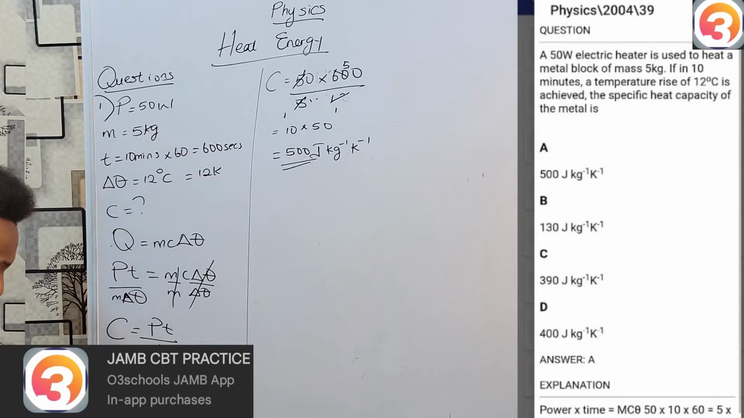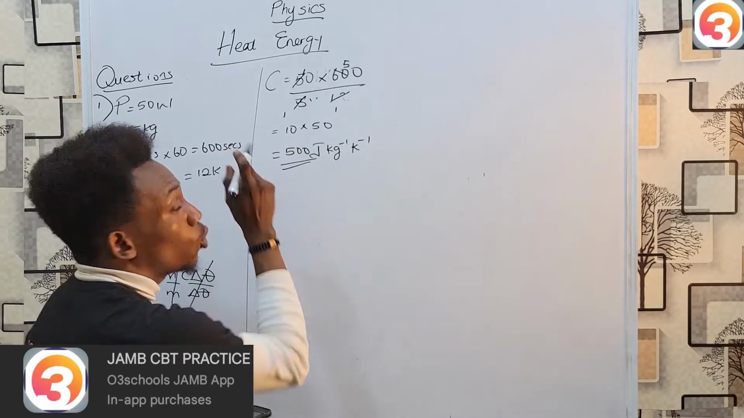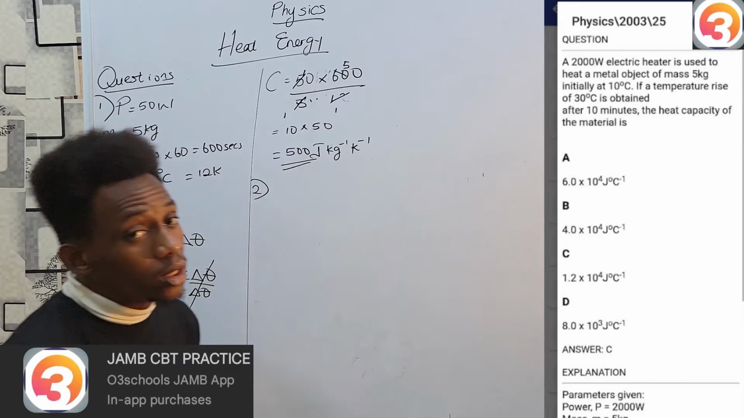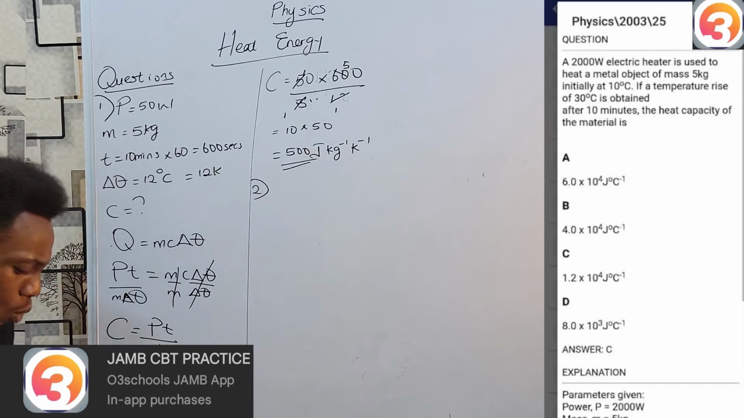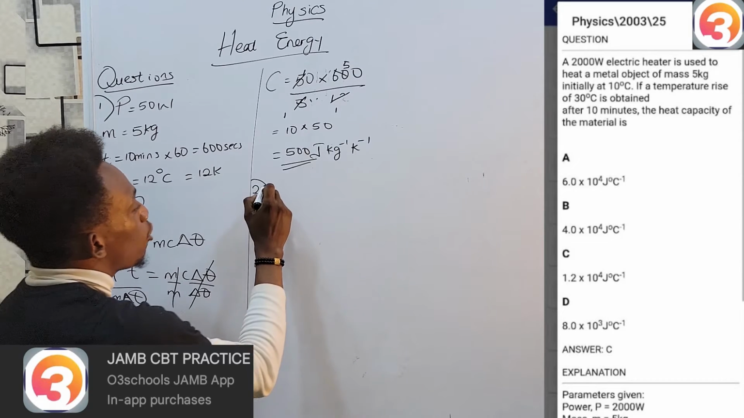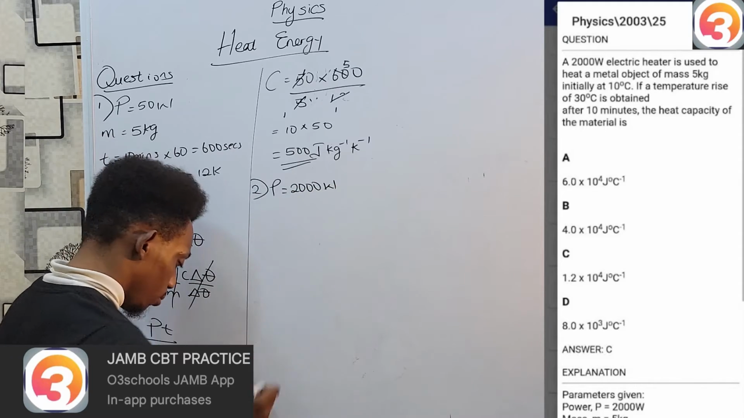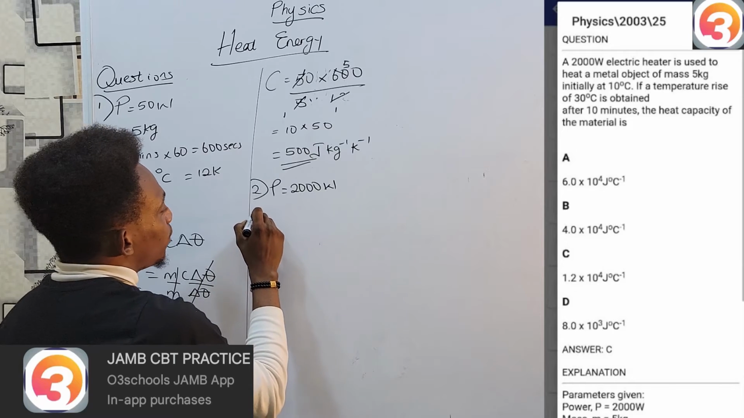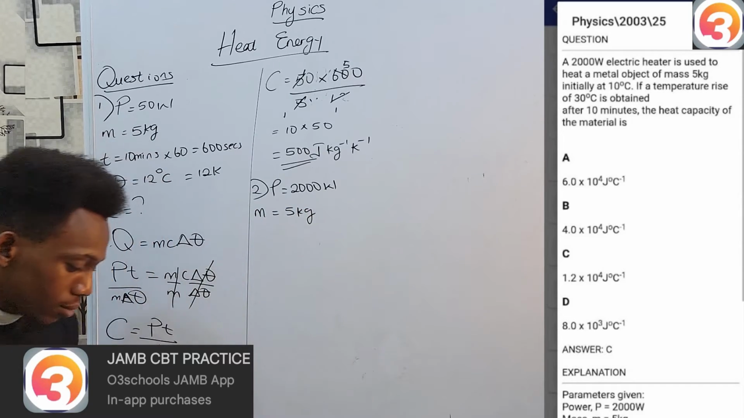Well, okay, now a second question, example 2. This is from the year 2003, question 25, also using our old three schools JAMB app. The search feature is actually quite wonderful, I must tell you. A 2000 watts electric heater. Again, we have power. 2000 watts is used to heat a metal object of mass 5 kg. The mass is 5 kilograms.